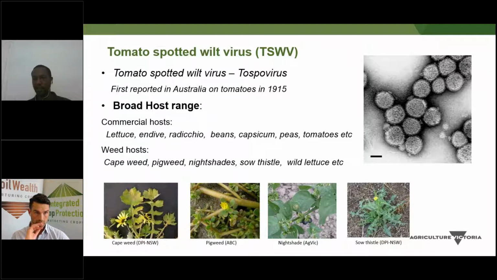And here is an electron microscope image of how the virus particles look, as cylindrical particles. And it has one of the largest host ranges of plant viruses. It can infect over 1,000 plant species, and some of the commercial vegetable hosts include lettuce, endive, radicchio, capsicum, peas, tomatoes. And it also can infect a lot of weeds across very different species.